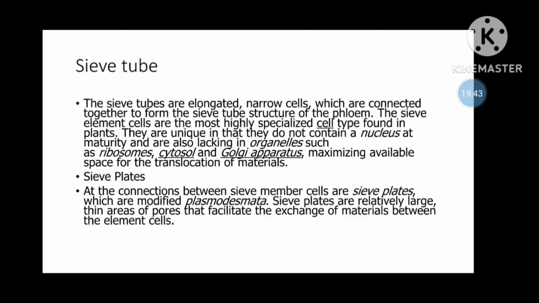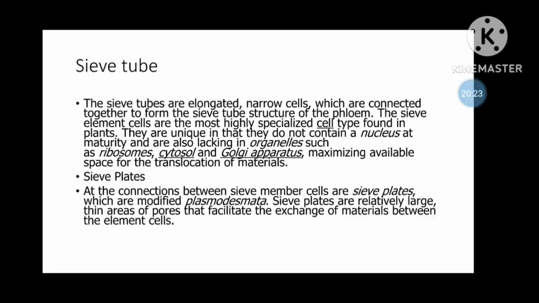Sieve tube. Sieve tubes are elongated, narrow cells which are connected end to end to form the sieve tube structure of the phloem. The sieve element cells are the most highly specialized cell type found in the plant. They are unique in that they do not contain a nucleus at maturity and are also lacking organelles such as ribosome, cytosol, Golgi apparatus, maximizing available space for the translocation of materials.